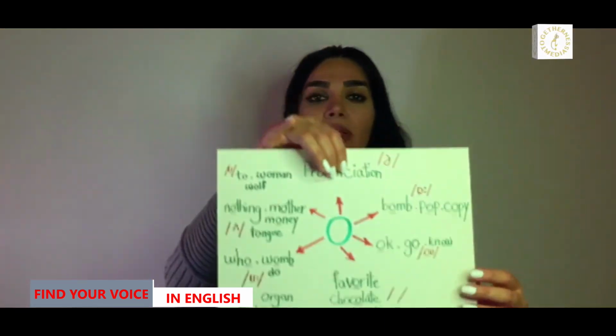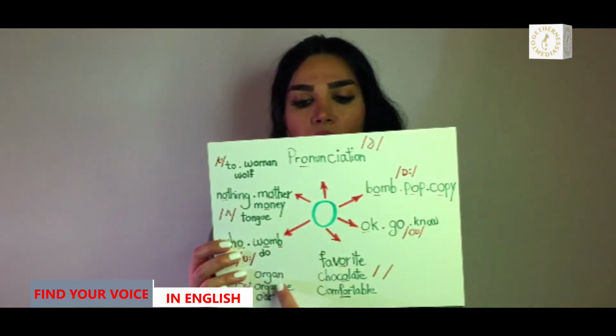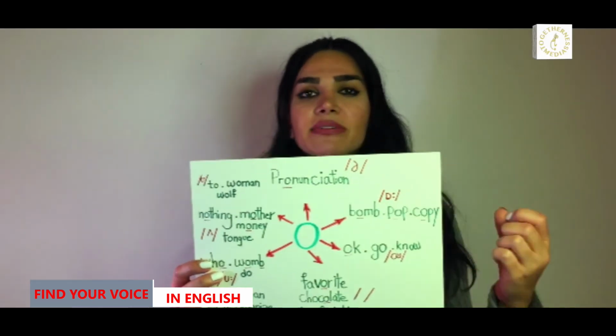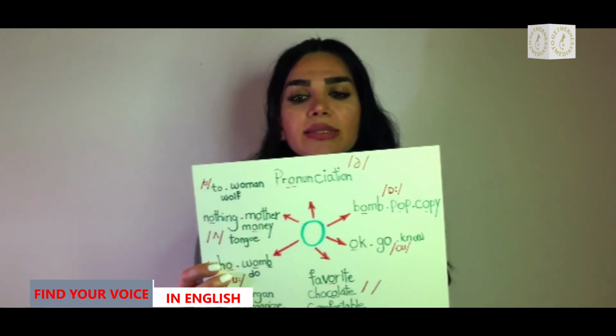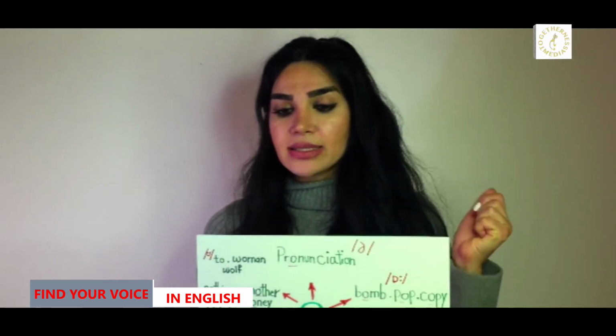Now, let me tell you about another letter and the different sounds it represents. This letter, how many different sounds? 1, 2, 3, 4, 5, 6, 7 different sounds. So let's start with this. This is our schwa sound. We're going to see more examples of that.